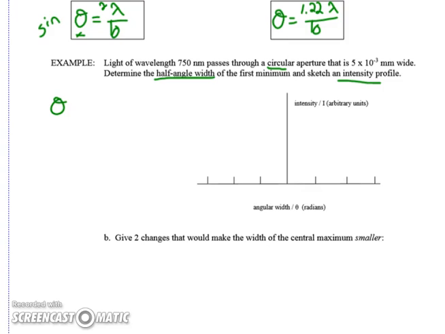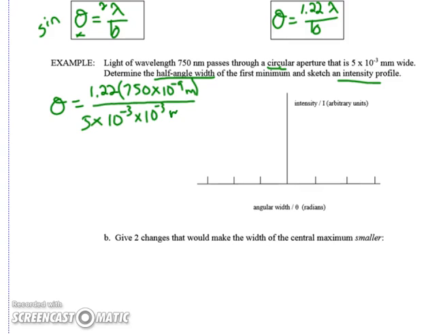Okay, so the equation is pretty straightforward. We're going to say theta is going to equal 1.22, that's for the circular part, times the wavelength. The wavelength we're going to put in meters, so we're going to do 750 times 10 to the negative 9th meters, that's the nano. And then we've got to be careful of the units for the aperture. It's in millimeters, so we're going to convert that to meters. So we're going to call that 5 times 10 to the negative 3 times 10 to the negative 3, which is simply 10 to the negative 6, but I want you to understand where it comes from.